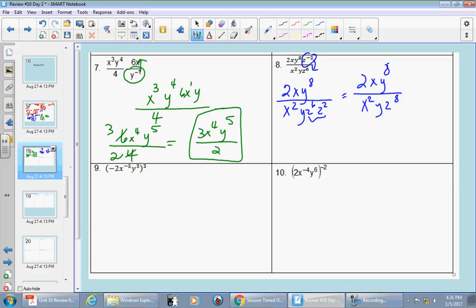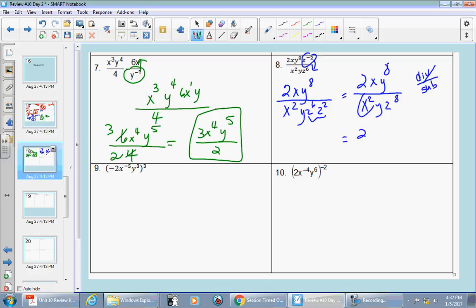Now we have a division problem. We're going to divide, subtract. So we would divide numbers, but 2 divided by 1 is just 2. And we're going to subtract exponents, but wherever I have more, I'm going to leave them. So I'm going to leave the 2 alone.